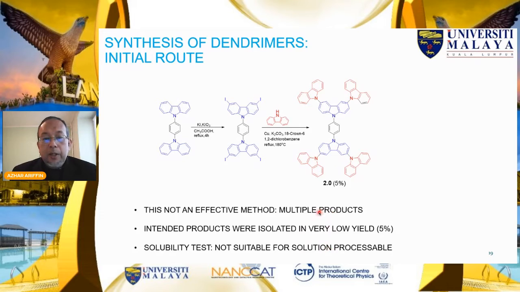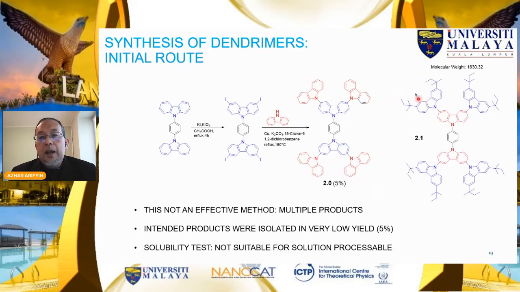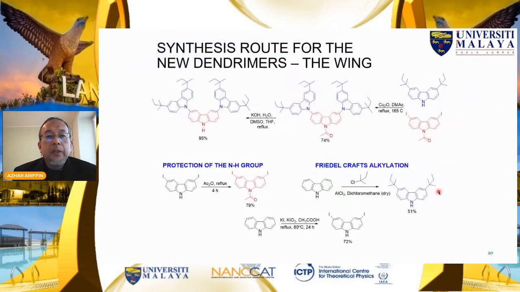So we decided that maybe if we add an alkyl group at the carbazole here like this, then it could solve this solution processability issue. So that's what we did. We modified our dendrimer and synthesized this dendrimer here. This is the pathway. Those who are interested can look at the slide later on to see how we synthesized this dendrimer in order to overcome the problem of solubility.